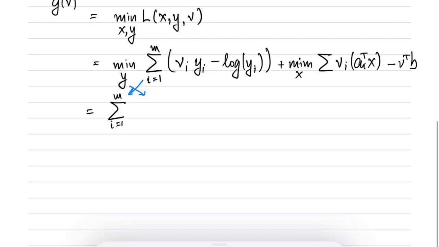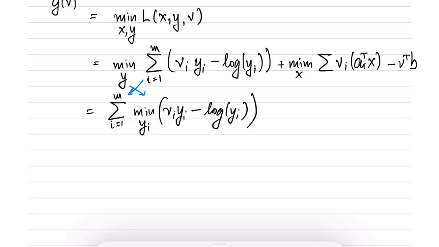So the reason we can do that is because each of the terms depend on a different optimization variable. So we have summation of minimize over yi of nu i yi minus log of yi, right? And that is not the case here. Here all of the terms depend on x, but we can write it in a different way. So what I want to do is write it as minimize over x, but in this summation, which is from i equal to 1 to m, I want to collect all the terms that depend on i.